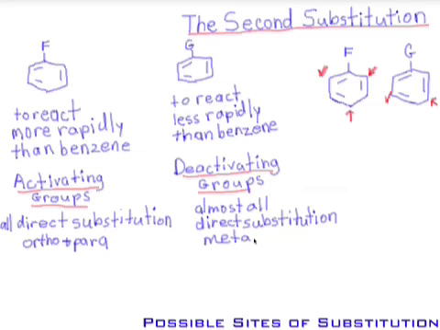So in the second substitution, certain substituents activate and direct ortho-para, certain substituents deactivate the ring and direct meta, and there is a rare group, which we will look at, that are deactivators that actually direct ortho-para. So there are three classes that the substituents can be divided into. Let's look at these three classes.